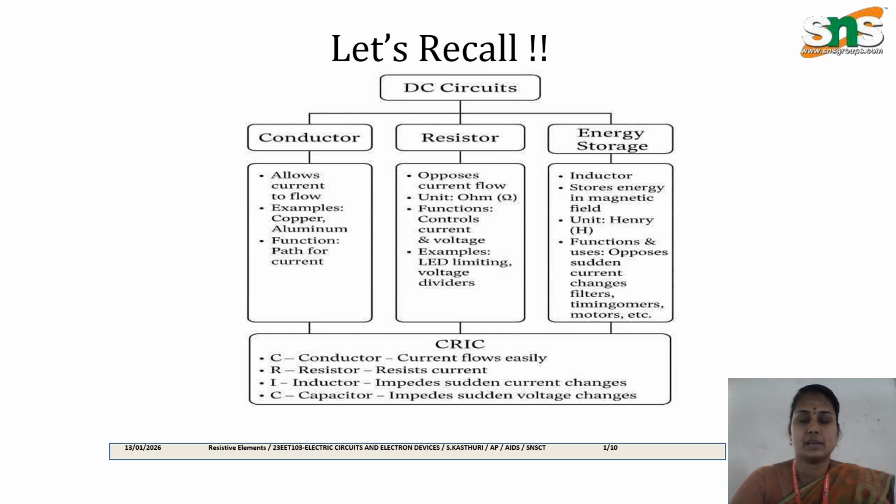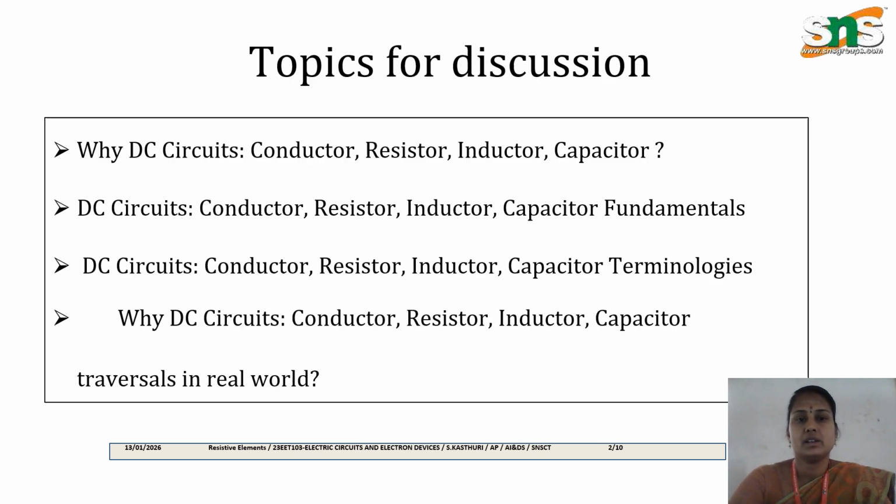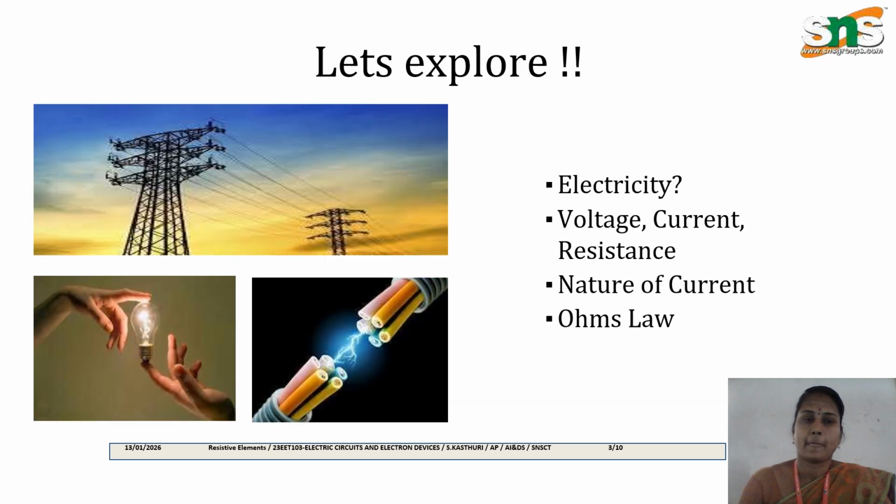As a real-time example, before driving a car fast, you recall brakes and steering. Similarly, before circuit analysis, we recall basic electrical ideas. So topics for discussion are why DC circuit elements are important. For example, a conductor allows current flow, a resistor controls the current, an inductor controls the current change, and a capacitor stores the electrical energy.